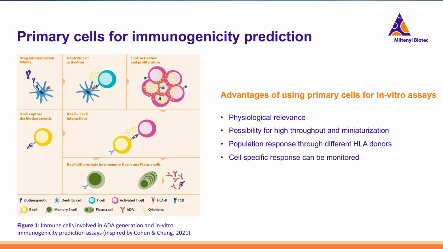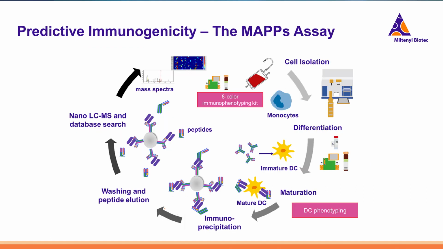Within this presentation, I will also focus slightly on the MAPS assay and how we from Miltenyi Biotec can support you therein. For the MAPS assay, primary cells such as monocytes can be directly isolated with different automated cell separation devices from Miltenyi, for example from buffy coat. And we also support you for the first initial analysis of this starting material with our MACSQuant analyzers and with our 8-color immunophenotyping kit to analyze all the cell populations in the starting material already.